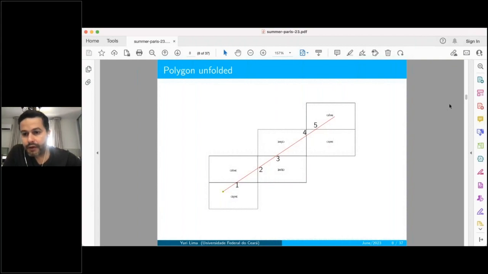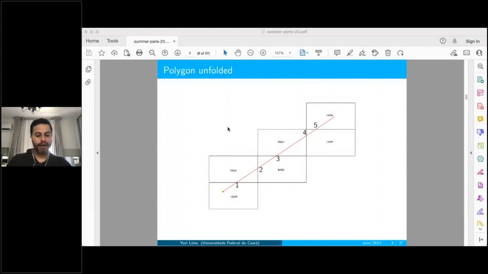1, 2, 3, 4, 5th. So the 5th rectangle has exactly the same orientation as the first one. But it means that we actually came back to the original rectangle that we were in. And why is this good? Because, well, this method is called unfolding of the polygon.